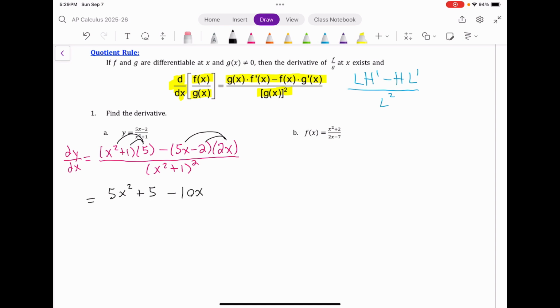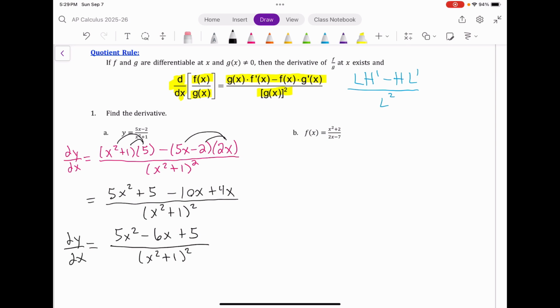So what is that? Minus 10x plus 4x all over x squared plus 1 squared. Combine, let's see, 5x squared minus 10x, or minus 10x plus 4x is minus 6x plus 5, all over x squared plus 1 squared. Okay, so that's our derivative. There's nothing that will factor out of the numerator that will end up canceling with any of the factors of the denominator, so we'll leave it like that.